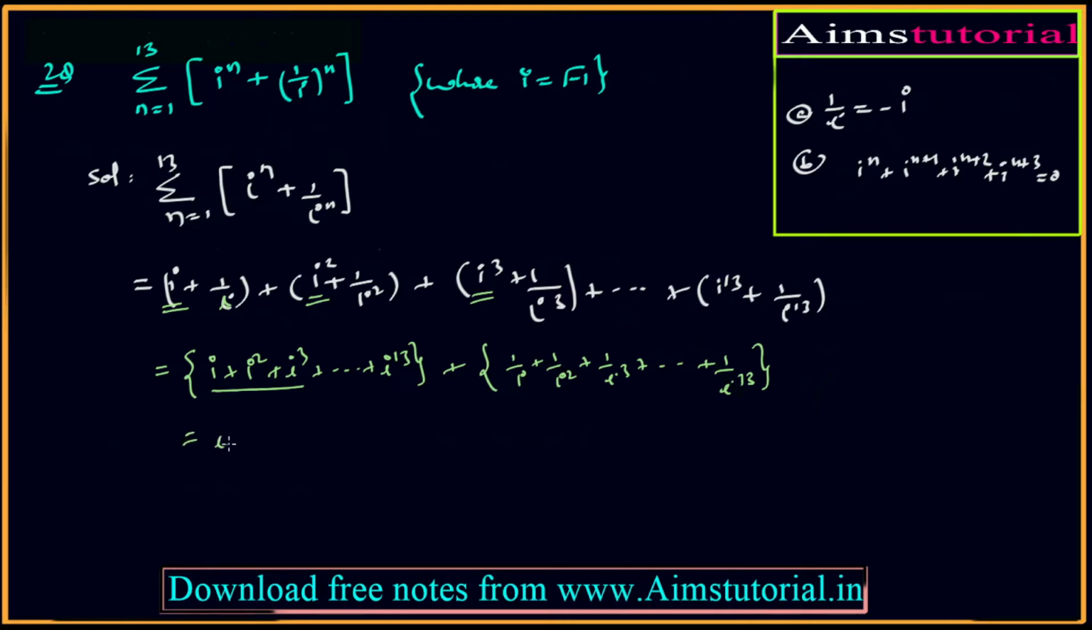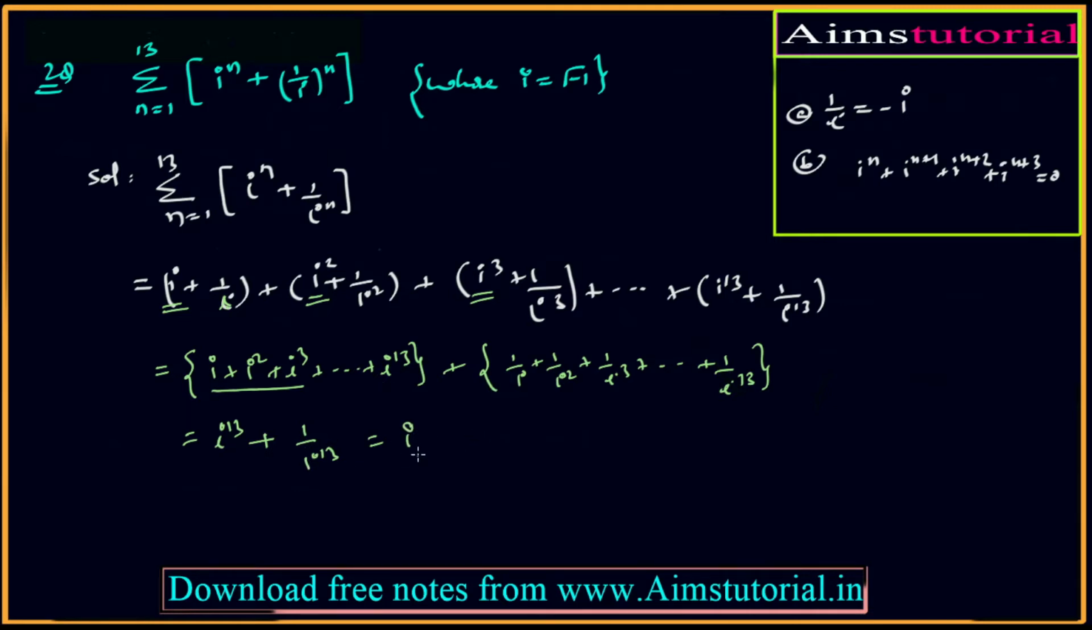So what remains? I power 13 remains. Here also 1 by I square. Using the same property, the sum of consecutive powers of iota power 4 is also 0. So here also you will get just 1 by I to the power of 13. So I to the power of 13 is 12 plus 1, so that is I only.